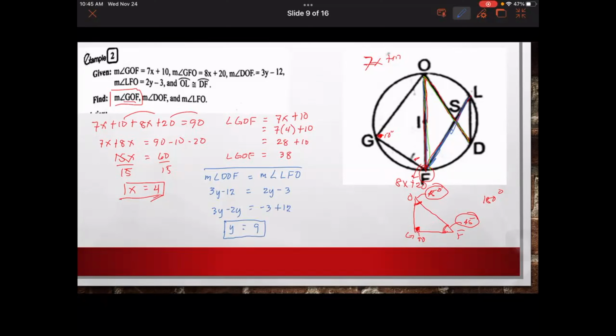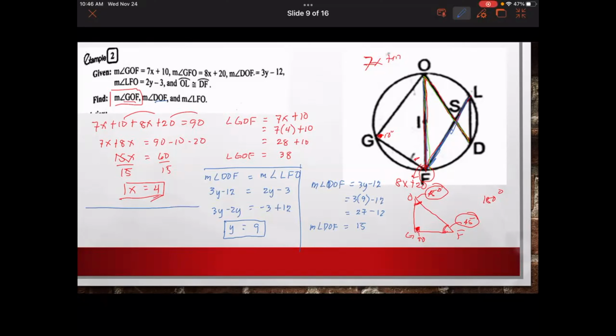So, we need to find for the DOF. Finding for DOF. So the measure of the angle DOF is equal to 3y minus 12. So we substitute, so magkakaroon tayo ng 3 times 9 minus 12. So this is 27 minus 12. Magkakaroon tayo ng 15. So this is the measure of the DOF.